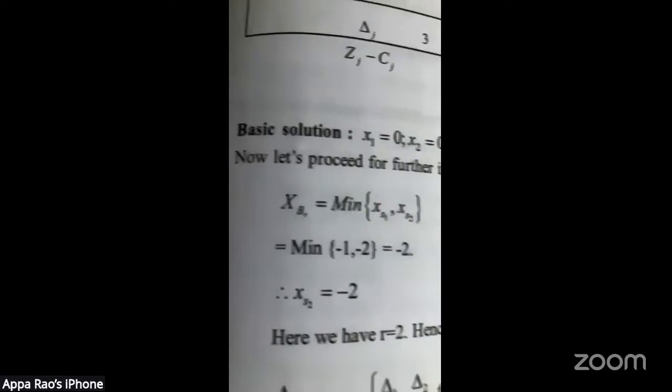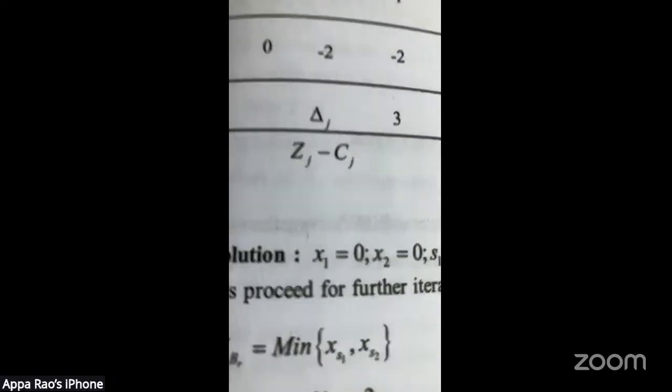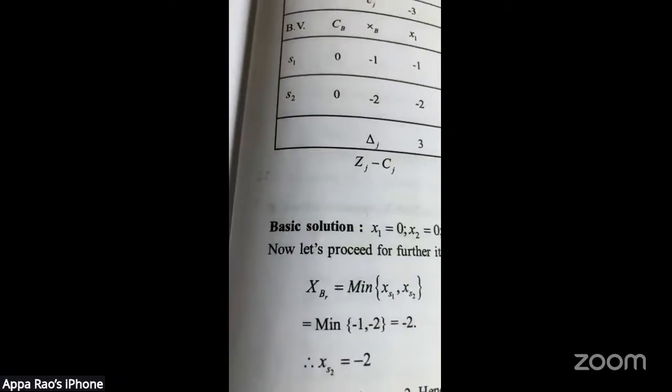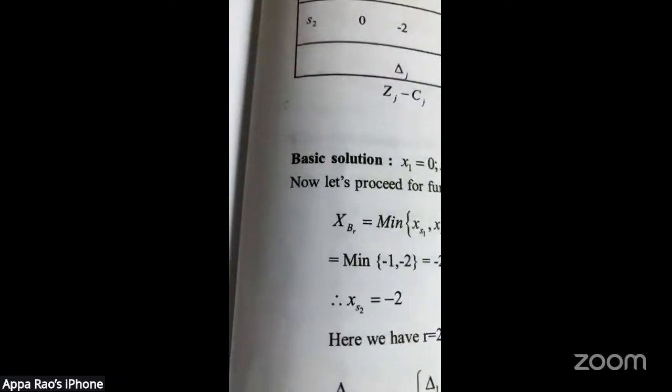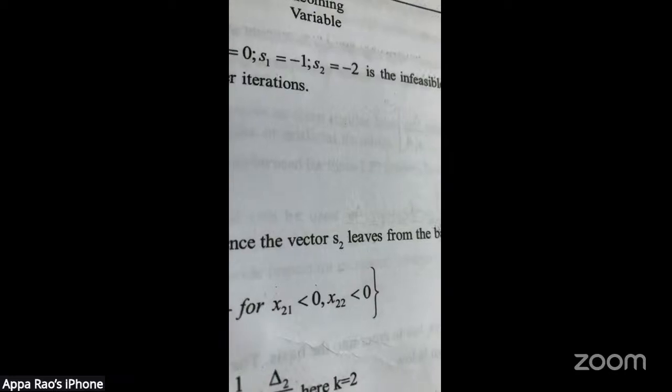Iteration: xb equal to minimum of xb1, xb2. So here the minimum of minus 1, minus 2 is minus 2. So here x2, we have r equal to 2. Here the vector s2 leaves from the basis.